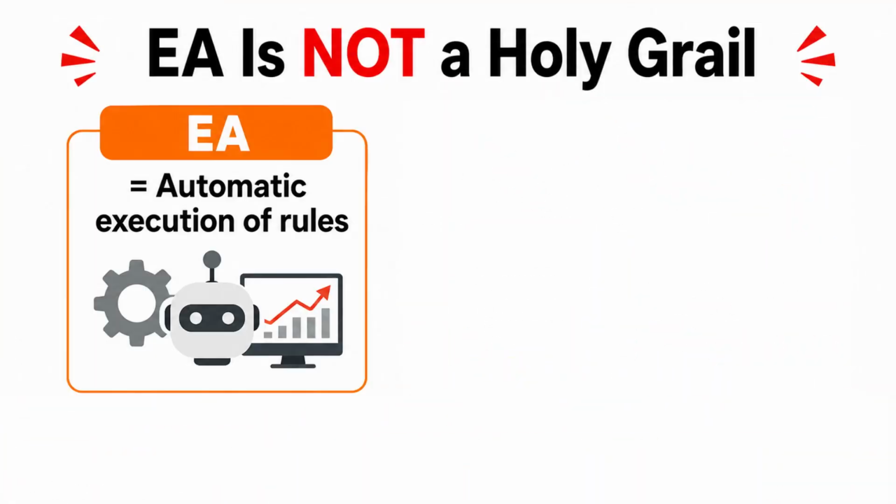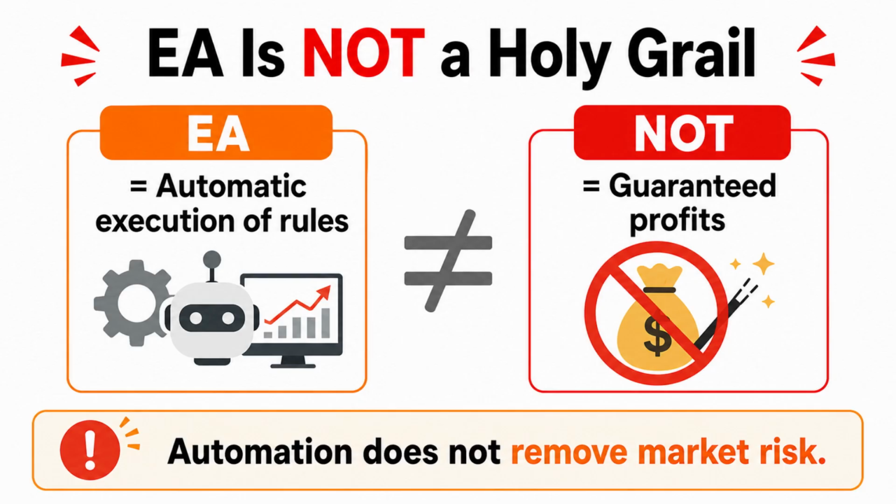An EA is not a machine that makes you win. It only executes predefined trading rules automatically. If the strategy is bad, automation simply repeats bad trades faster and more consistently. Automation does not remove market uncertainty, losses, or drawdown. That is why an EA should not be treated as a holy grail. It is a trading tool that requires proper risk management. Now, let's look at the main reasons beginners lose money with EAs.